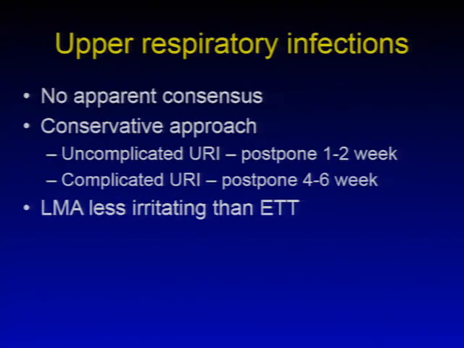Upper respiratory infection. There is no apparent consensus on when it is appropriate to do an anesthetic after an upper respiratory infection in pediatric patients. We know that with a conservative approach, an uncomplicated upper respiratory infection is usually postponed 1 to 2 weeks. Complicated upper respiratory infections can be postponed as long as 4 to 6 weeks, but even this period is not guaranteed to decrease the risk of postoperative complications. It's been shown that laryngeal mask airway is less irritating than endotracheal intubation.